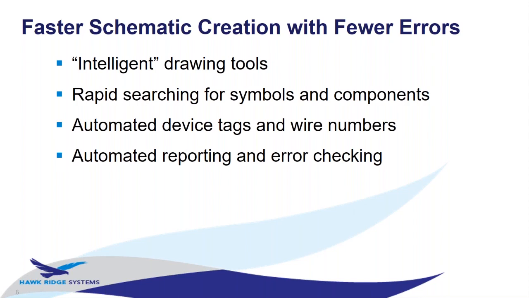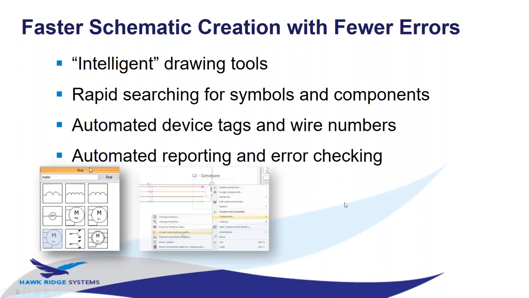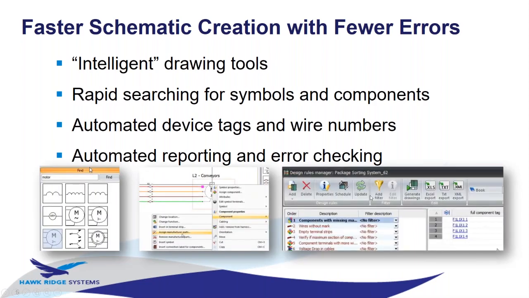I was able to use a search functionality to find the symbols, or use my quick drop pane over there also. We automatically device tagged and wire numbered, with automatic reporting and error checking, right? So we did all that within it. All of this information is there for us with our design rule checks, component information, and our searching.